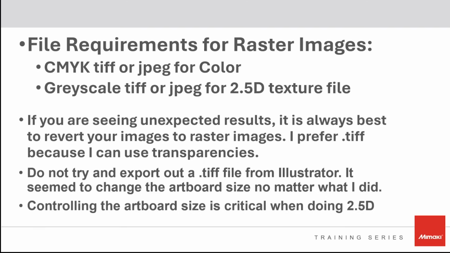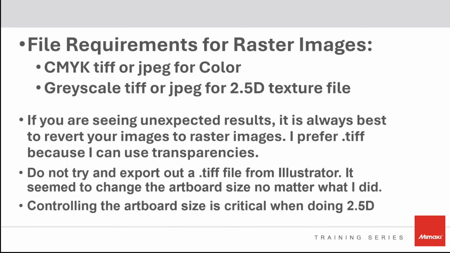So if you're seeing unexpected results with any of your vector files or PDFs, or maybe working with a PNG, it's always best to revert this image in its color state to a raster image and make it a TIFF, save that out, and then start working on your texture and your gray file.